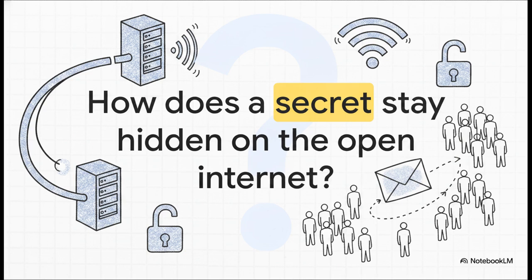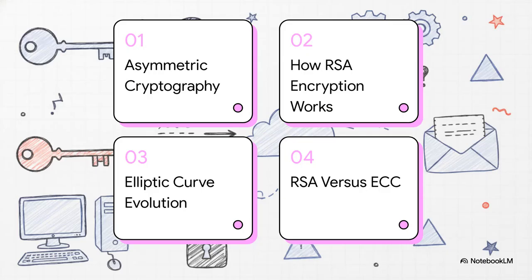It's like trying to pass a sealed, completely transparent envelope through a crowd of 1,000 people, just crossing your fingers that nobody looks at the letter inside. But we do it billions of times a day. How? Well, to answer that, here is our roadmap for today.